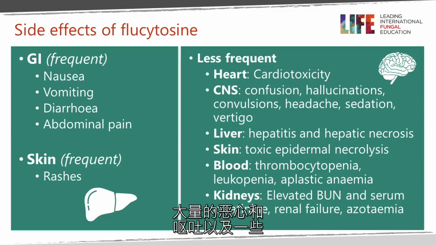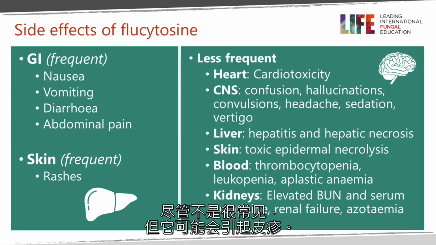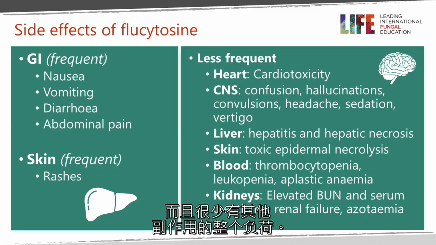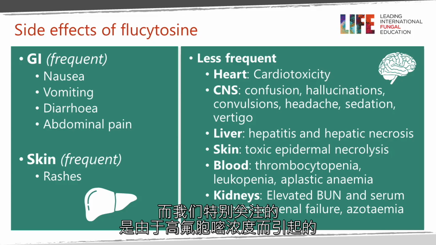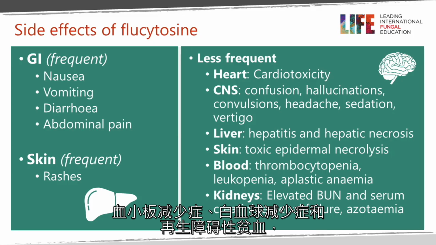Flucytosine is associated with quite a lot of nausea and vomiting and some diarrhea and abdominal pain. It can cause rashes, although that's not too common. And much less commonly are a whole load of other side effects. Some of these are probably attributable to the very sick patients in whom it's given, and the particular concerns that we have are thrombocytopenia, leukopenia, and aplastic anemia because of high levels of flucytosine.